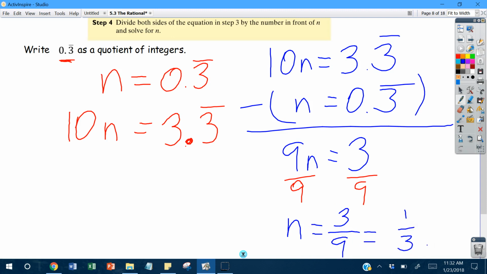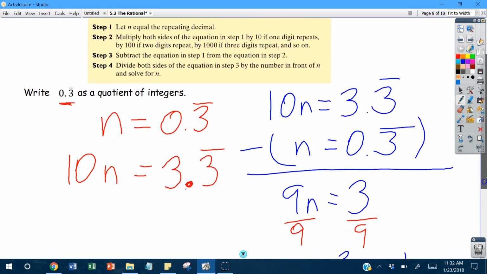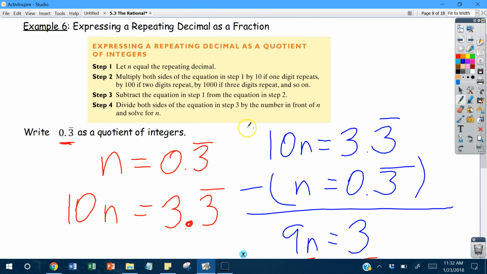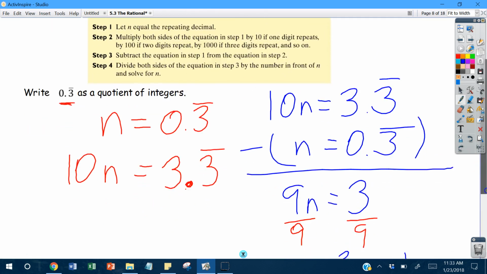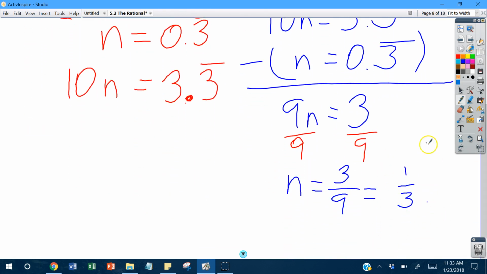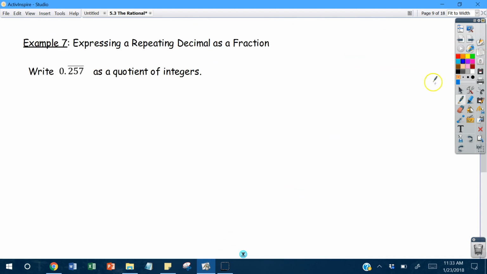So that was a weird process. You may have never done that before. But the good thing is these steps are pretty nice. They're in the textbook, and if you follow them to the T, then you should end up with something nice. So let's do another one of those just for good measure. Here's another repeating decimal. There's a lot more digits repeating this time. So I think this will be worth doing.